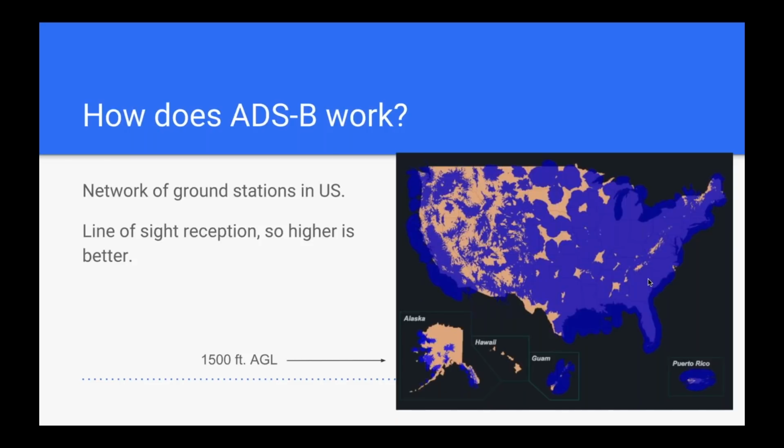Now, fortunately, coverage has gotten a lot better, so you don't have to be thousands of feet in the air. You can see this map here is coverage at 1,500 feet AGL. So many places, especially east of the Mississippi and up and down the West Coast, you'll have ADS-B coverage in the traffic pattern. At Sporty's, for example, just east of Cincinnati, Ohio, we get ADS-B reception 200 feet after takeoff.